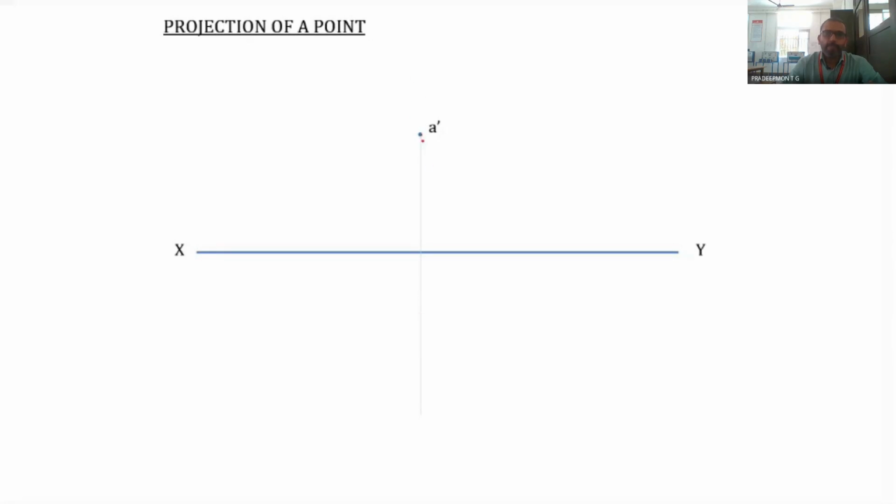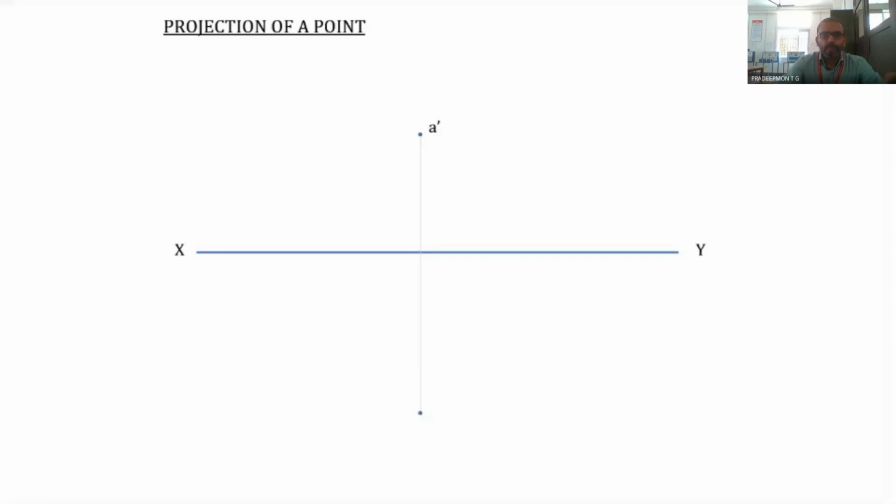Even if the projector line, this is the projector line, extends above the A dash, it doesn't create any problem. So no need to look into the dimensions when you start drawing the projector line. You can draw the projector to any length. The only thing is you have to mark the distance of A dash properly, that is, the distance of the point from HP.